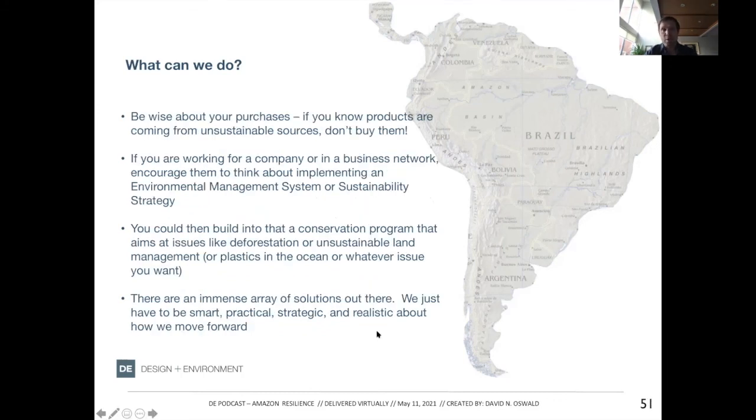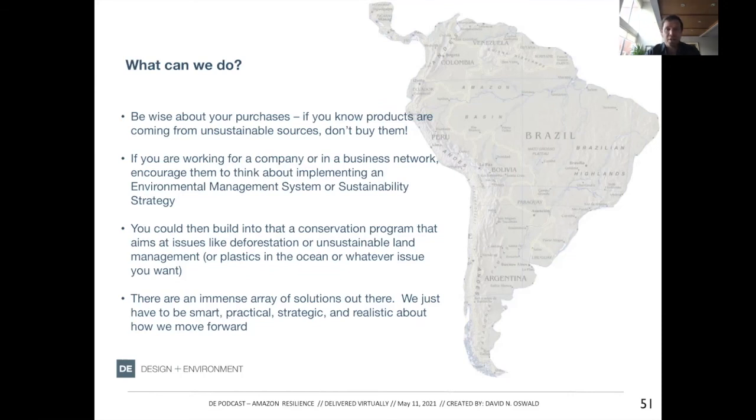As an individual, be wise about your purchases. If you know products are coming from unsustainable sources, like fuels or produce that come from deforested Amazonian rainforest, for example, don't buy them. If you're working for a company or in a business network, encourage them to think about implementing an environmental management system or sustainability strategy. It's another practical thing that can be done.